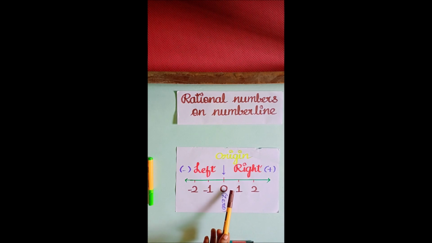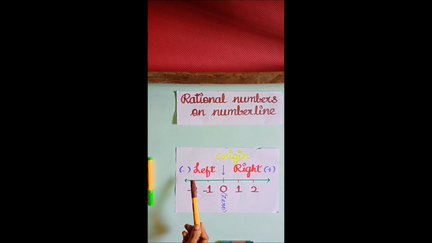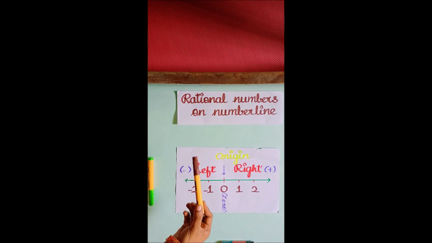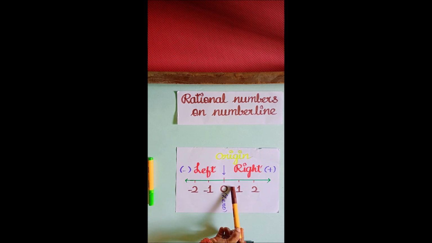And listen, the left side of the 0 is what? Negative values. That means these are the integers. So I have taken integers first to represent this number line. Afterwards we will see how we can represent rational numbers on the number line. So listen carefully. In a number line, the number 0 is called an origin. All the positive values are represented on the right side of the origin and the negative values are represented on the left side of the origin.